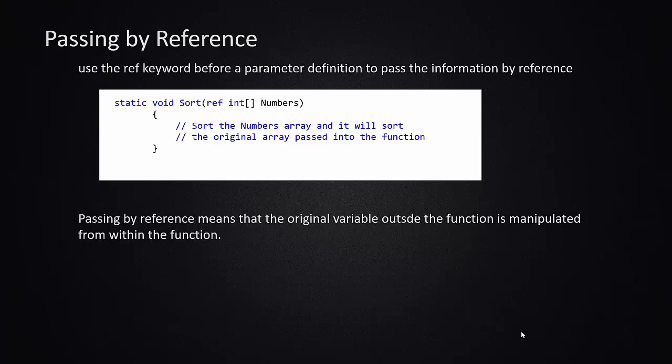If for some reason you need to modify the original copy of the parameter, you can pass it by reference. Generally, this is used much less frequently than creating a function that returns the answer as a return value. So you can do it by putting the word ref in front of the variables.